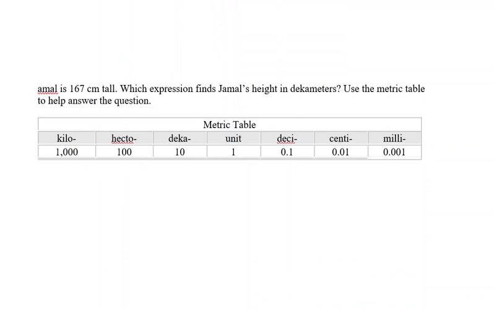And we have Jamal is 167 cm. This is my abbreviation for centimeters. My base here is a meter, which means we would start with the units as a meter, 1 meter. And we're talking about 167 centimeters. So there we are with centimeters. Write an expression that finds Jamal's height in decameters. So pay attention to your prefix, decameters. So here we're going from centimeters.